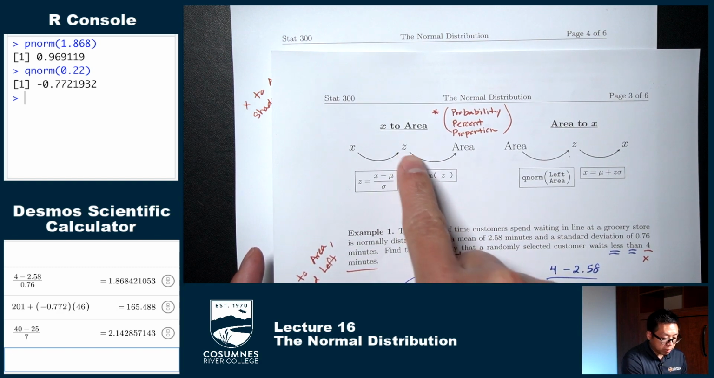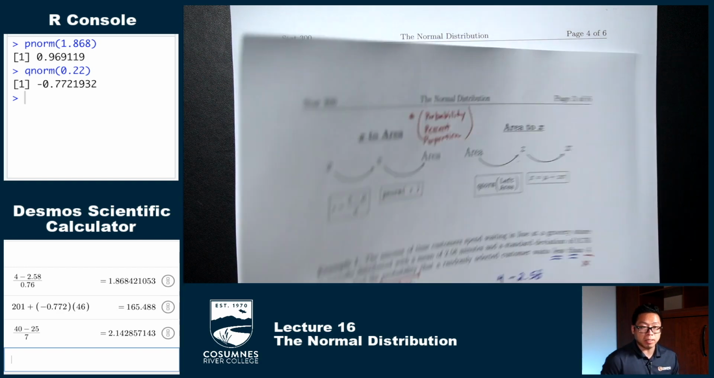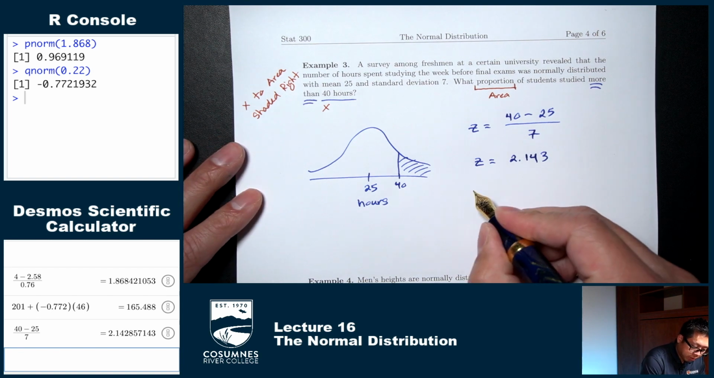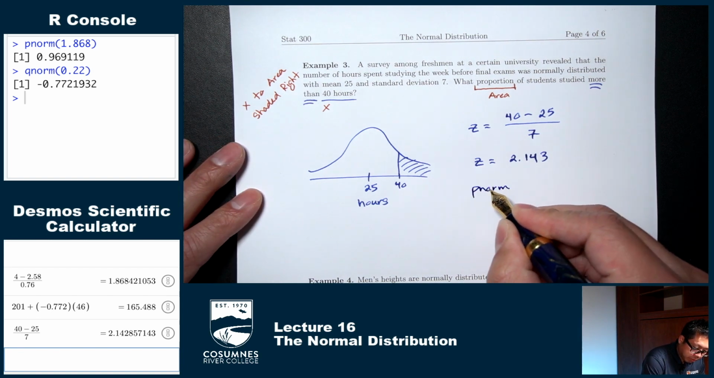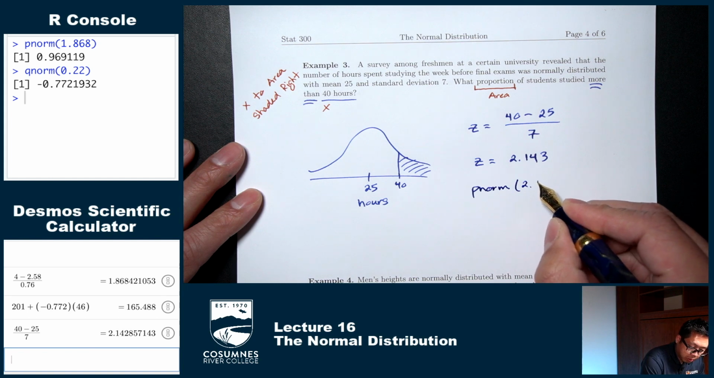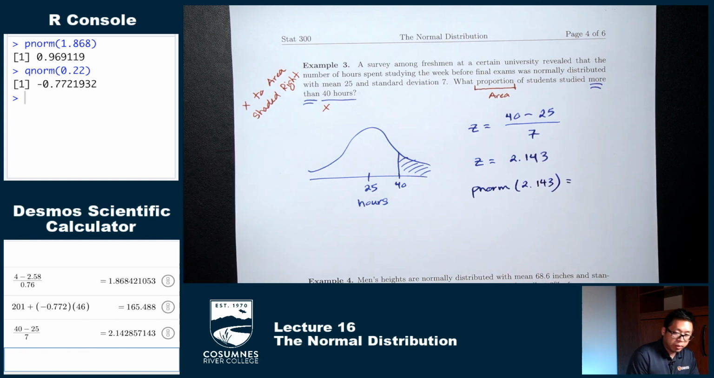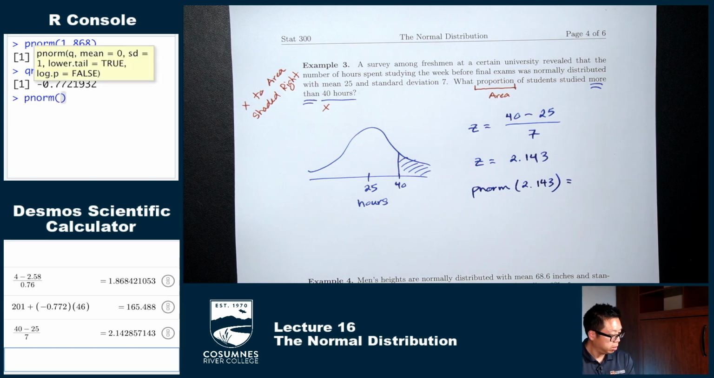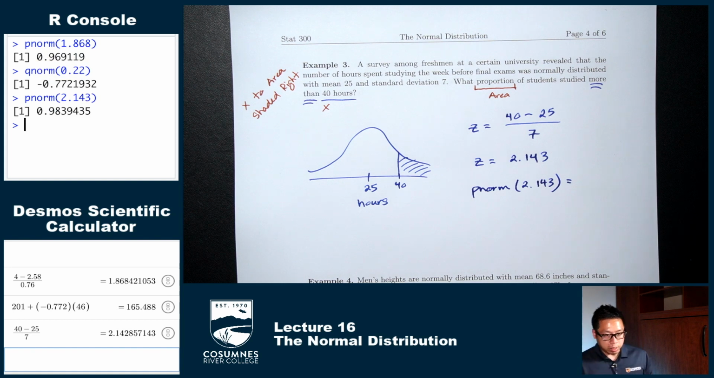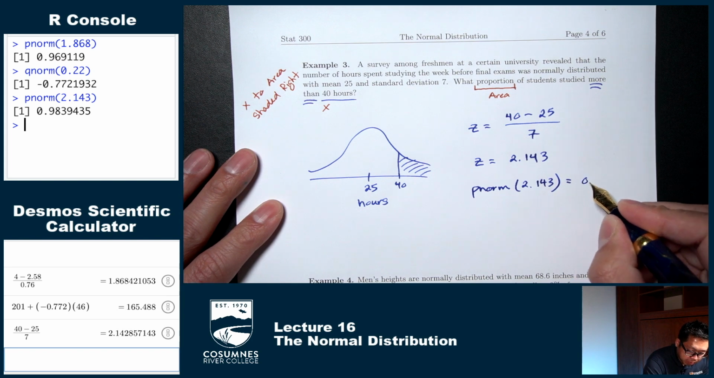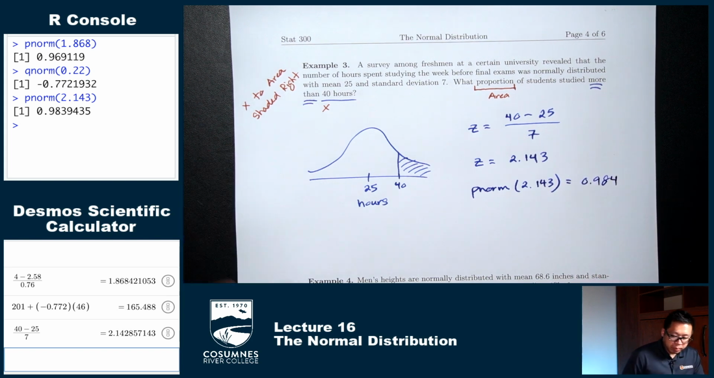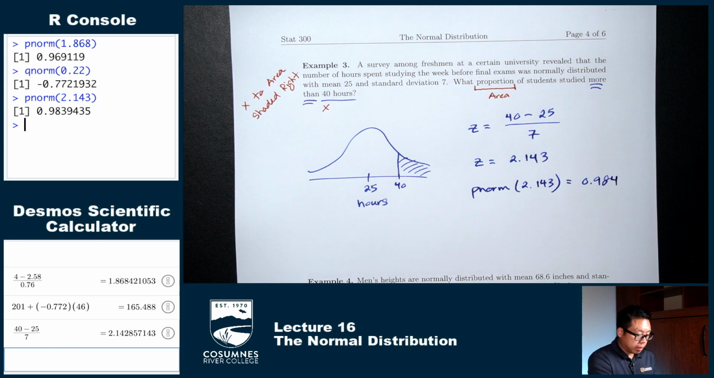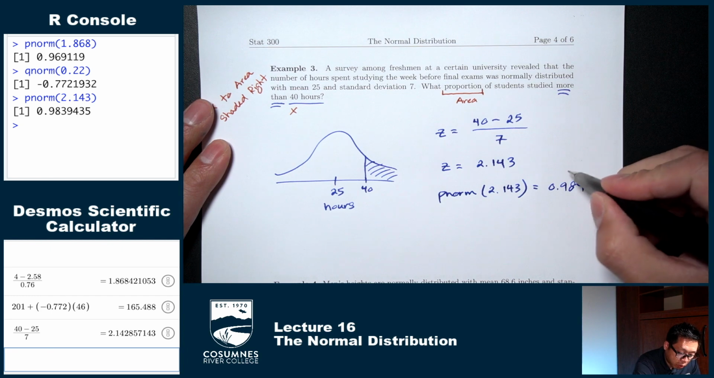We just did the z-score formula to go from x to z. Next step will be to go from z to area using p-norm. So we're going to p-norm that z. This time in R, we're going to p-norm 2.143. Round this to 3 decimal places. This is 0.984. One thing to remember here is that p-norm, you feed it a z, it's always going to spit out the left area. So this 0.984 is a left area.